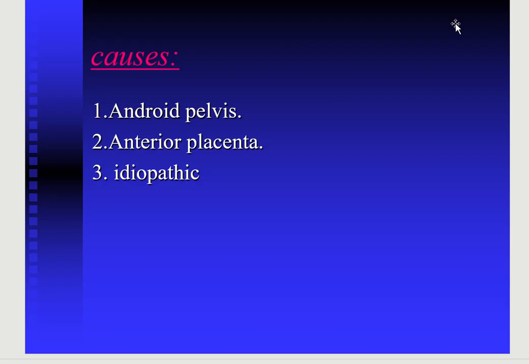This diagram is showing the difference between a normal position and the malposition, in which the occiput is directed posteriorly. The causes of malpositions are usually the android pelvis, anterior placement of the placenta, and sometimes there is no reason.